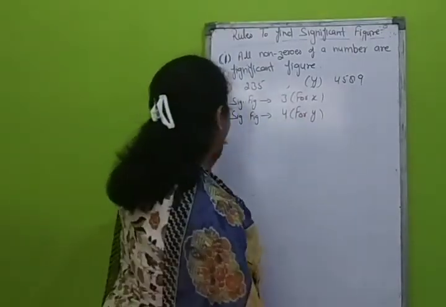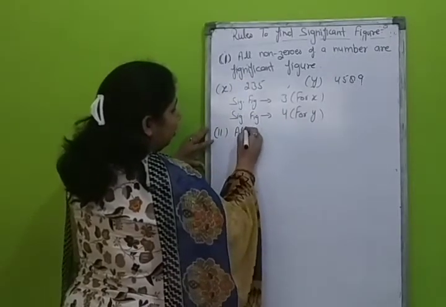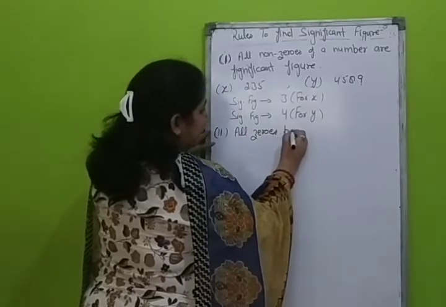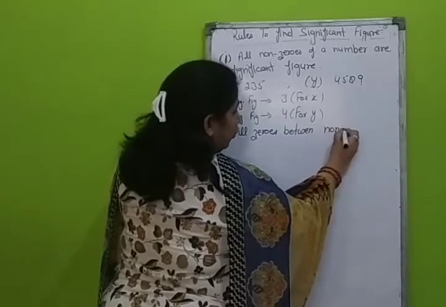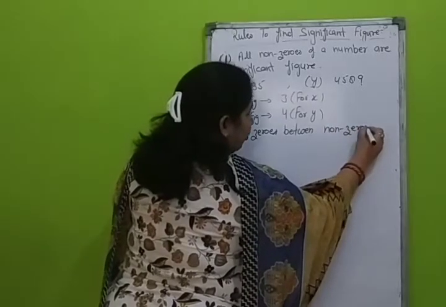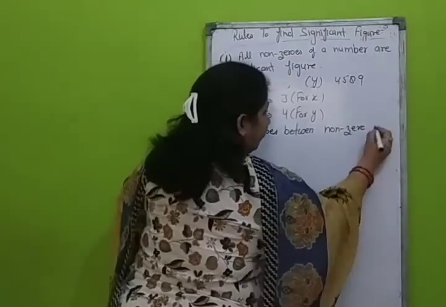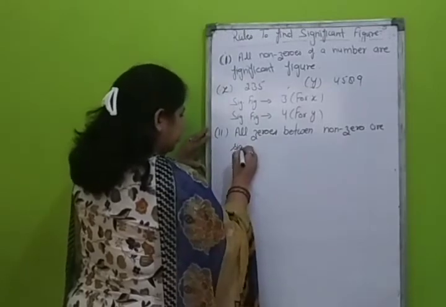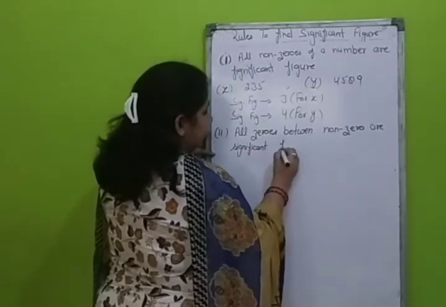Got it? Next, second rule. The second rule is: all zeros between non-zeros are significant figures.